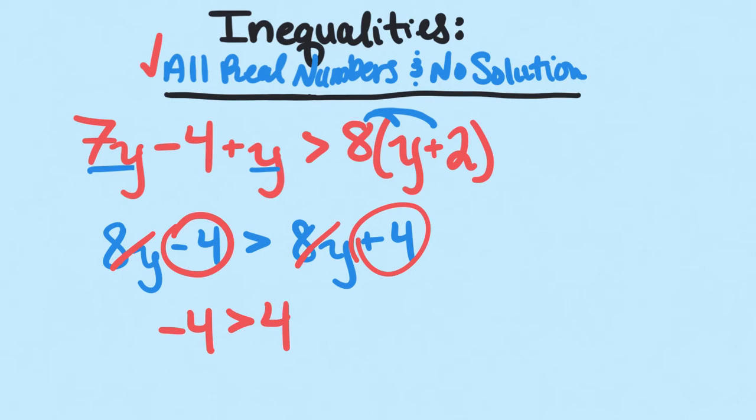So, kind of essentially the same thing as the first example, except now if you're left with an untrue statement after canceling out your variables, that means there is no solution. So in this case, you would have no solution.